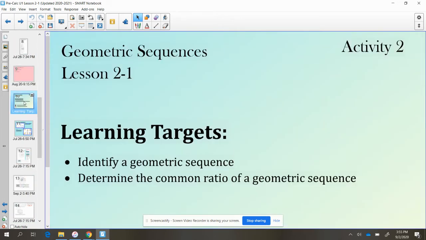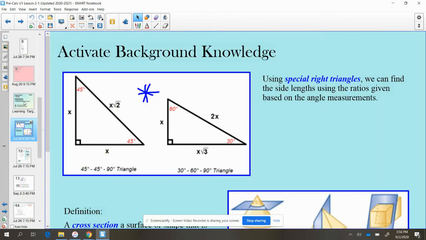Today, the reason we're shifting gears, and you might want to shift formula sheets, is we are actually shifting into geometric sequences today. So we're going to talk about what makes them so special and determining a common ratio.